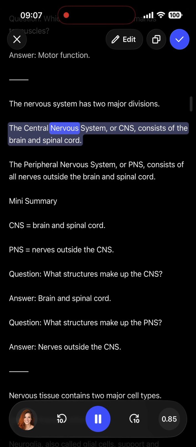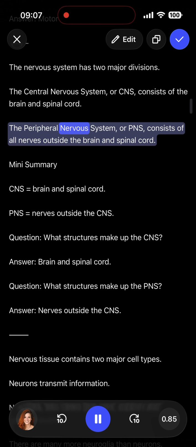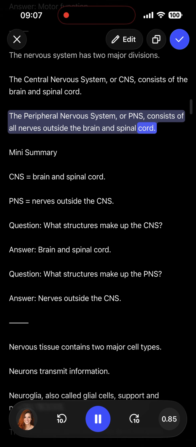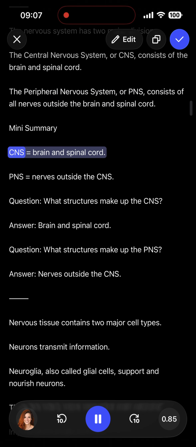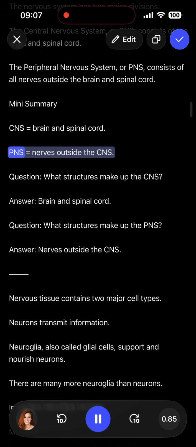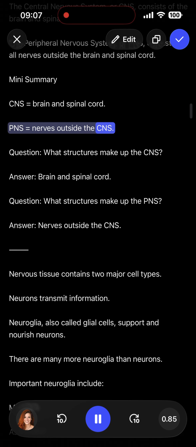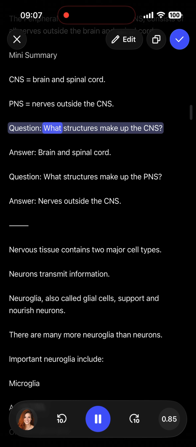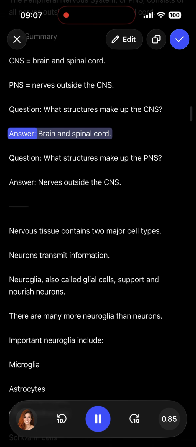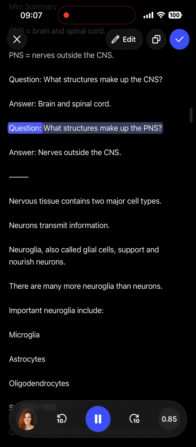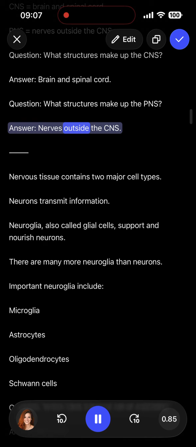The central nervous system, or CNS, consists of the brain and spinal cord. The peripheral nervous system, or PNS, consists of all nerves outside the brain and spinal cord. Mini summary. CNS equals brain and spinal cord. PNS equals nerves outside the CNS. Question. What structures make up the CNS? Answer. Brain and spinal cord. Question. What structures make up the PNS? Answer. Nerves outside the CNS.